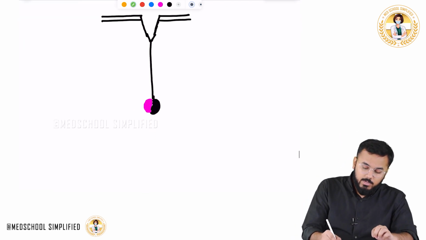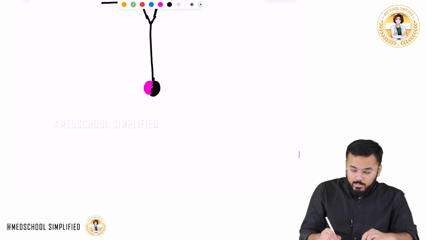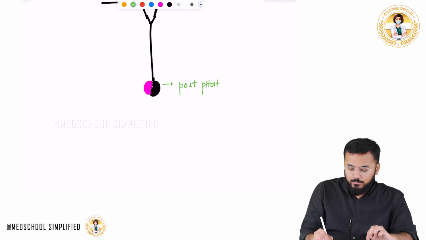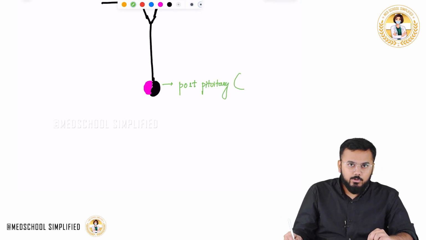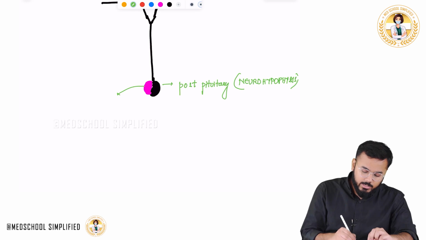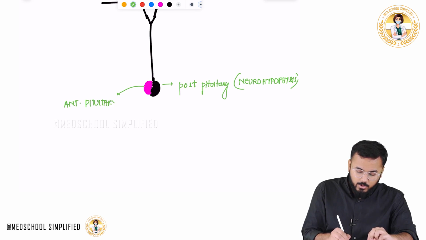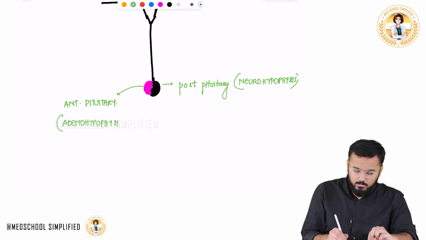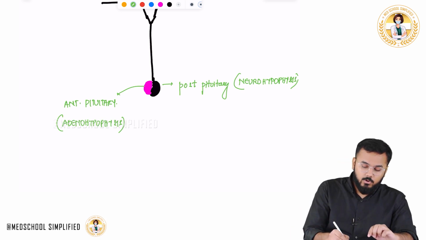Okay, so once again let me write it down. This one over here is called your posterior pituitary gland. Posterior pituitary. You know what is the other name for posterior pituitary? This is also called neurohypophysis. Neurohypophysis. Next, this part over here is called your anterior pituitary. So anterior pituitary is also called adenohypophysis. Adenohypophysis.